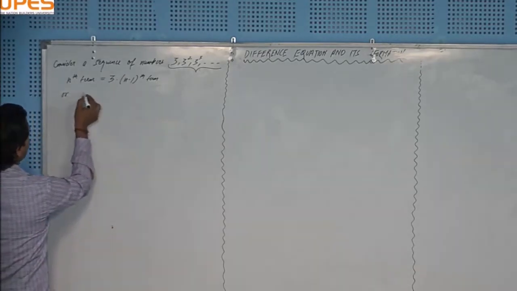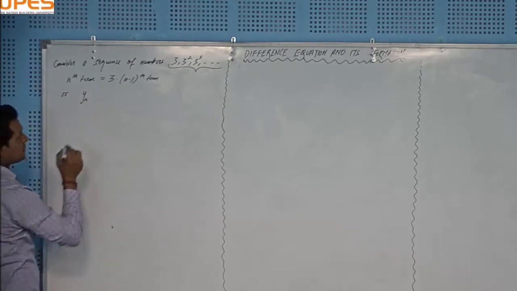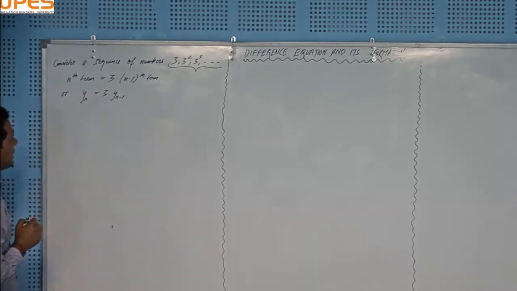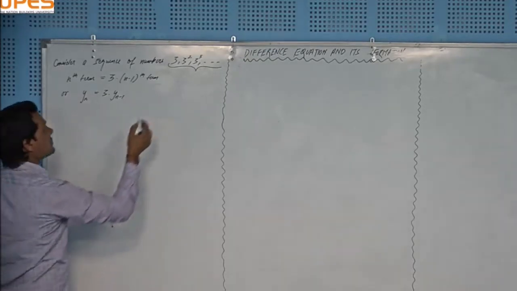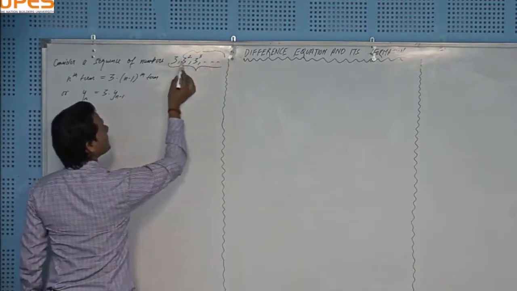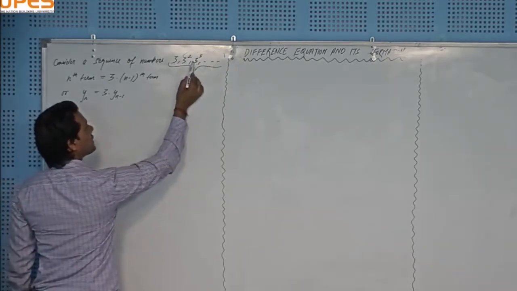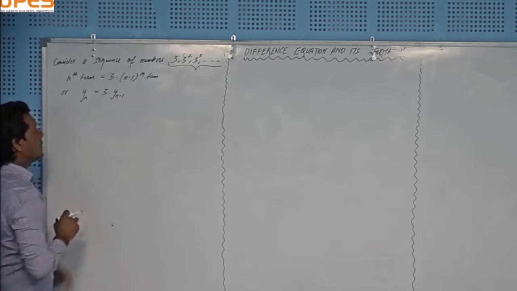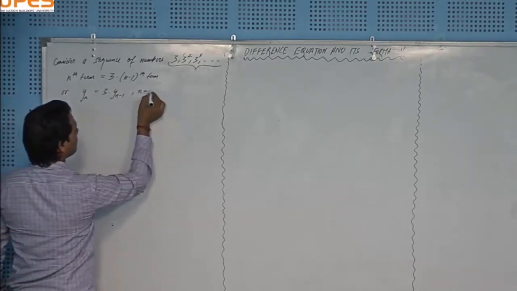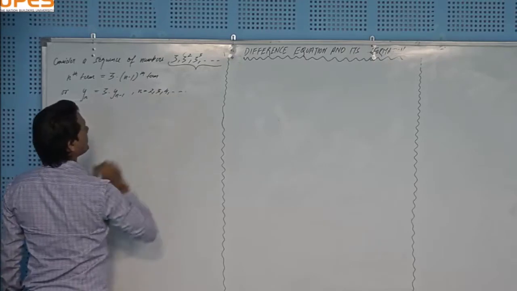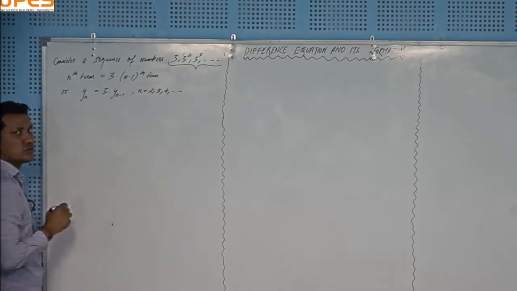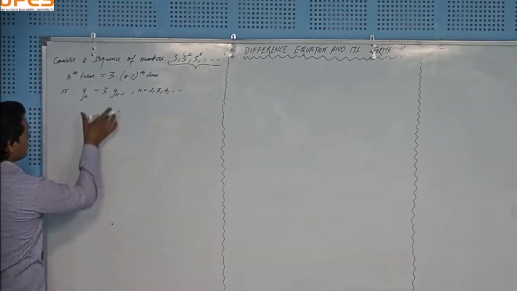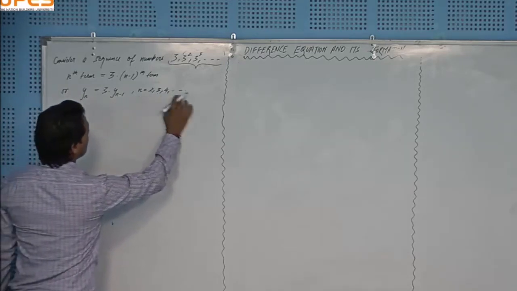So if I denote the nth term by yn, it will be equal to 3 times the n minus 1th term. And this pattern is visible from the second term onwards. The second term is thrice the first term, the third term is thrice the second term, and so on. So I should mention that this rule is valid for n equal to 2 onwards. For n equal to 1, this rule is not defined, because you cannot say that the first term is thrice the term appearing before it. That is absolutely wrong. So this rule is valid for n greater than or equal to 2.